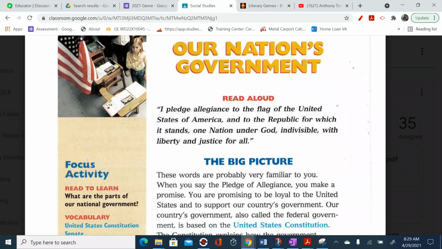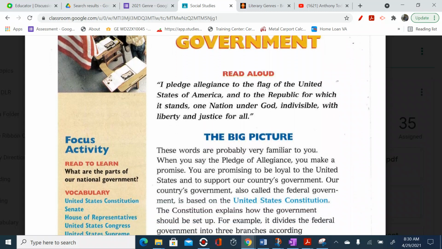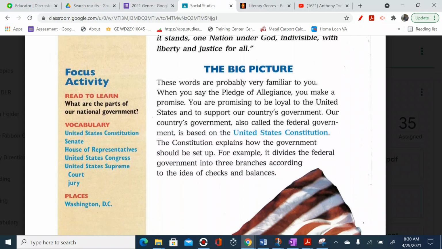I pledge allegiance to the flag of the United States of America and to the republic for which it stands, one nation under God, indivisible, liberty, and justice for all. I'm sure you guys have heard that one before. Yes. Thank you. The big picture. These words are probably very familiar to you.